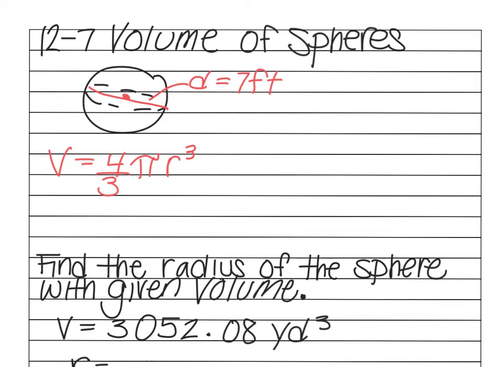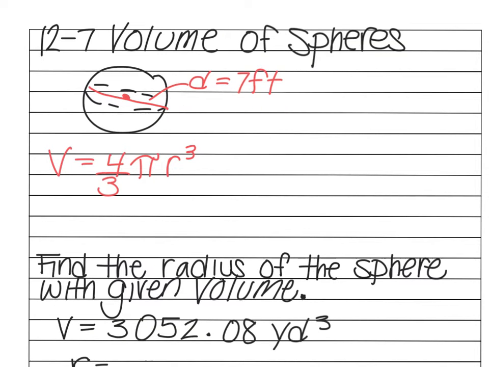Today we are doing 12-7 volume of spheres, and here I have a picture of a sphere, and my formula is volume equals 4/3 pi r cubed. So it's cubed, not squared, because it's the volume. So it gives us the diameter.